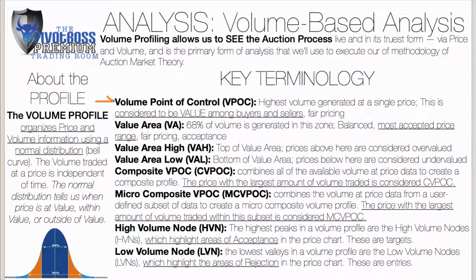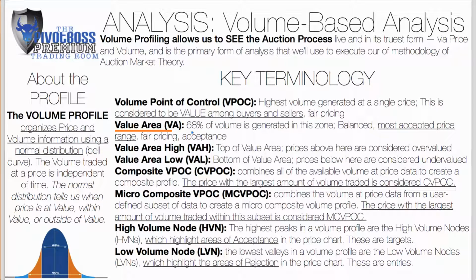So if we talk about the volume point of control, this is the highest volume that's generated at a single price point. So whichever price has the most volume traded, either for that day or that week, that month, whatever period of time that you're analyzing with volume profiling, the highest volume will be seen as the volume point of control. And this price is considered to be value among buyers and sellers. Value. It is fair priced. It's a fairly priced commodity. So this is value. If you have the most buyers and sellers coming to the market at a price point and they're logging the most volume, that point now becomes value that the market will now trade around.